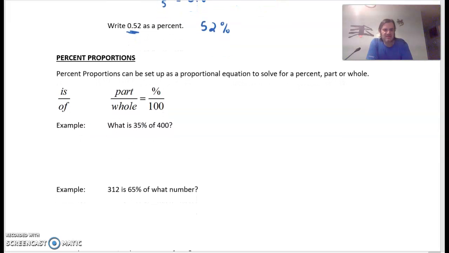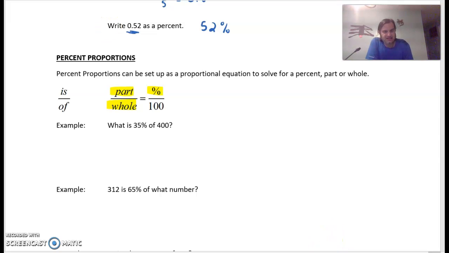So next I want to talk about percent proportions. Proportions were a way that we could compare two rates or two ratios. We might write them a little bit differently, but what we're going to do is use the proportion to set up percent problems so we can calculate any of the three things here: the percent, the part, or the whole, as long as we have everything else. You see the proportion that says part over whole equals the percent over 100. That 100 is never going to change.